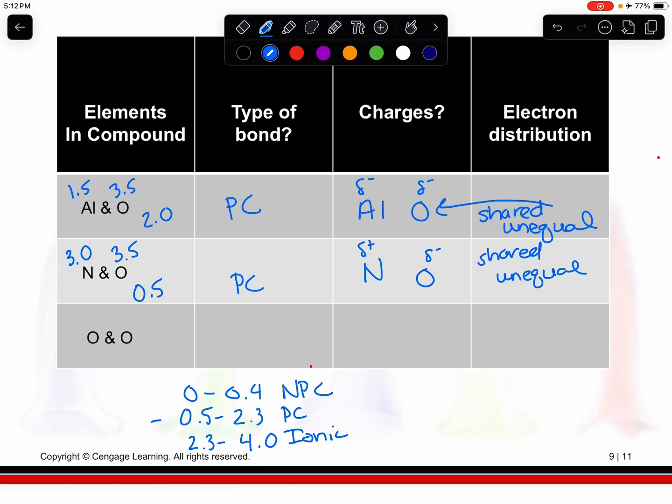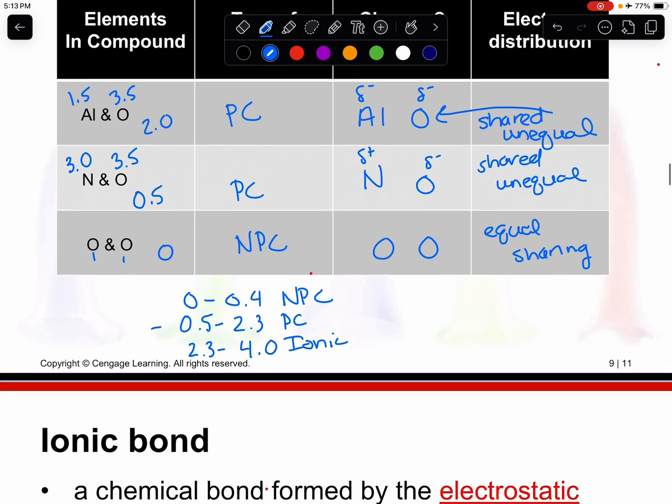And then we're going to go ahead and look at this last one, O and O. Now here's a hint. When it's the exact same atom twice, when you subtract them, it's going to be 0 no matter what. So therefore, this is a non-polar covalent. And so there's going to just be an O, and there's going to be equal sharing. No overall charges. Okay?